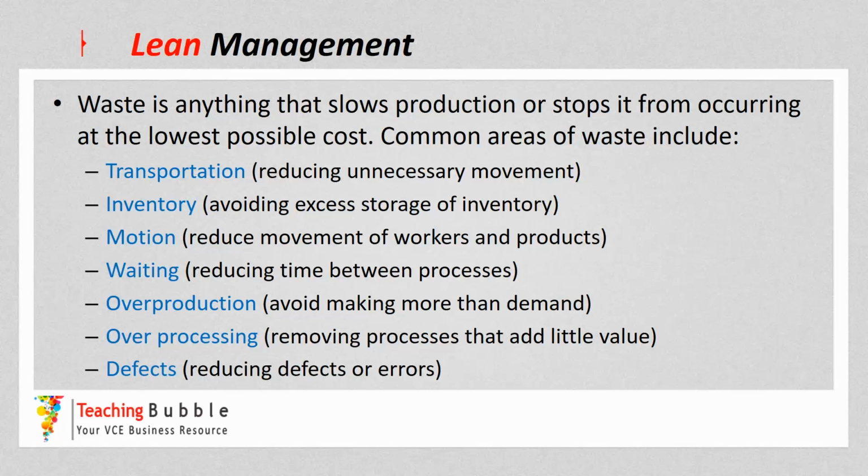Wastage can be produced by overproduction, so the business tries to avoid making more than the actual demand in the market. Also over-processing, removing processes that add very little value. The business doesn't want to over-process a particular product if it adds virtually no value to the end product. And also defects is another area where wastage can be produced, and lean management looks to reduce the defects or errors that are created in the operation system. So they are 7 key areas where wastage is produced, and lean management aims to reduce wastage in each of those particular areas.